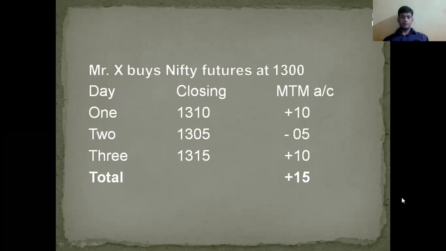For example, Mr. X buys the Nifty future at 13,000. On day one, the closing rate is 13,010. On the second day, it's 13,005, and on the third day, 13,015. The total is 15. The margin cost is 15. In this simple example, I can explain.